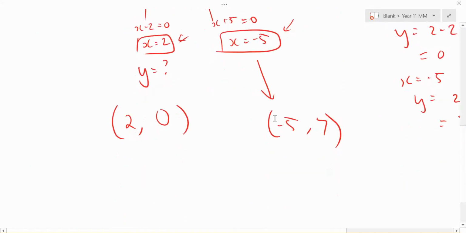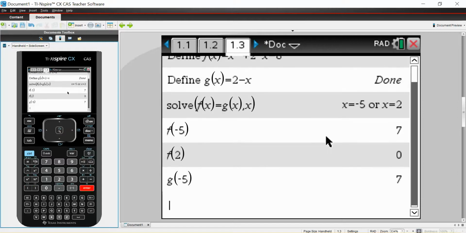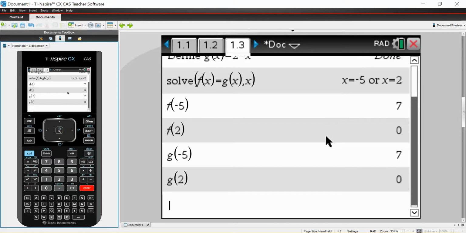There we go. -5, we got 7. And when it's f of 2, it should be 0. Now, it doesn't matter if you did f. You could have done g. But because the point of intersection is the same for both graphs, you could have done g of -5. It will be 7 anyway. And g of 2 will just be 0 as well. True? Okay, now what I'm trying to say is by defining it, you can just type in that.